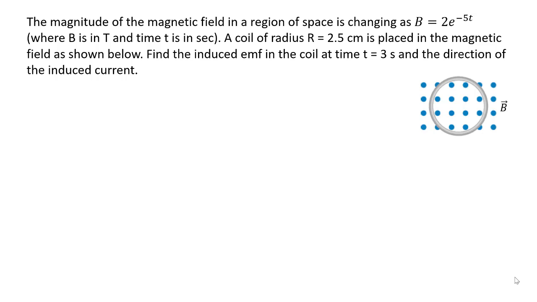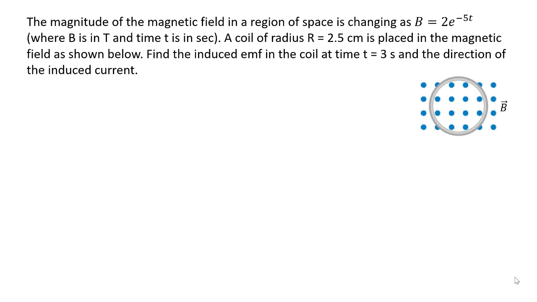The magnitude of the magnetic field in a region of space is changing as B equals 2 times e to the power minus 5t, where B, the magnetic field, is in Tesla and time t is in seconds. A coil of radius r equals 2.5 centimeters is placed in the magnetic field as shown below. Find the induced EMF in the coil at time t equals 3 seconds and the direction of the induced current.